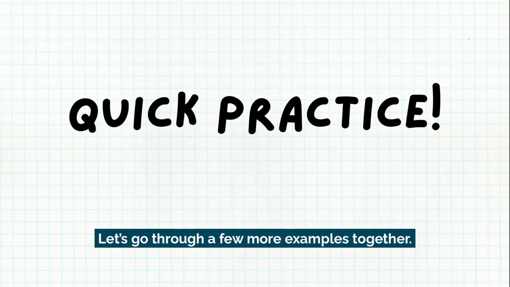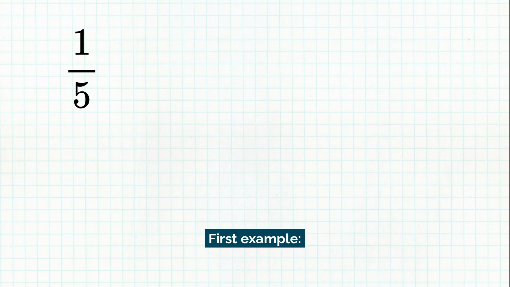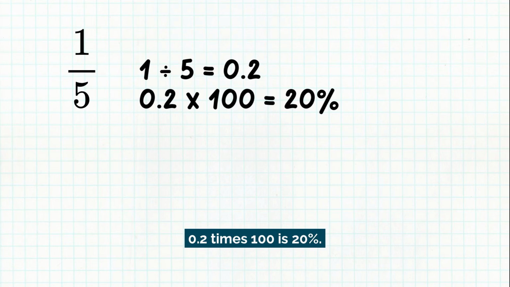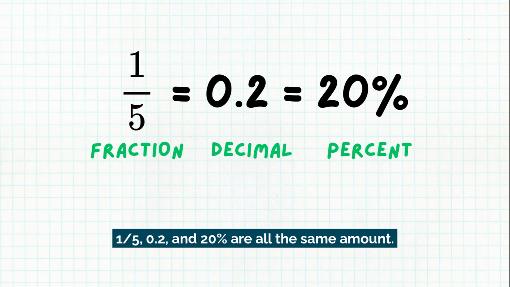Let's go through a few more examples together. First example, 1/5. 1 divided by 5 is 0.2. That's our decimal. 0.2 times 100 is 20%. That's our percentage. 1/5, 0.2, and 20% are all the same amount.